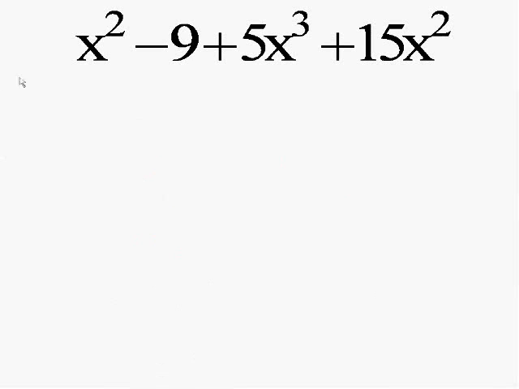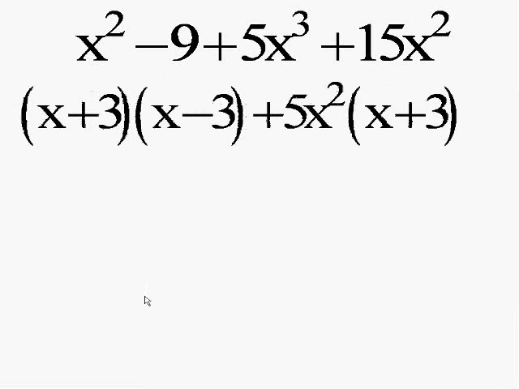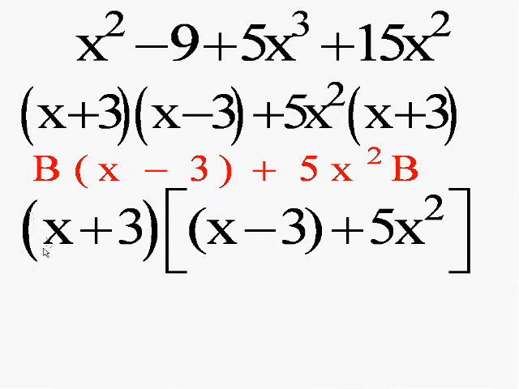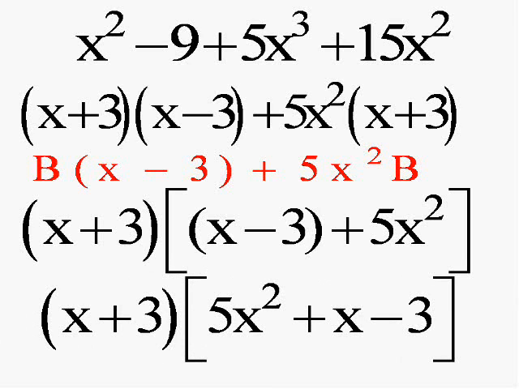Now in this case, you should recognize that these first 2 terms here are actually a difference of 2 squares. So that becomes my first factorization. Now I've got the x plus 3 here and the x plus 3 there. So there's my mental picture. So the b becomes the x plus 3, leaving the x minus 3 from there and the 5x squared from there. But now I need to open this internal bracket, and there's my final answer.